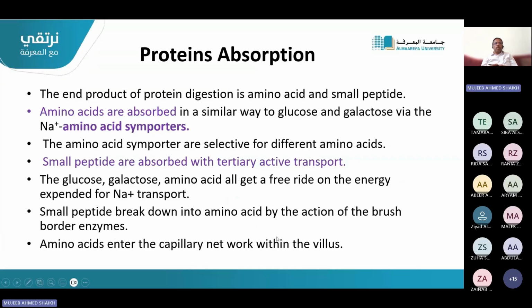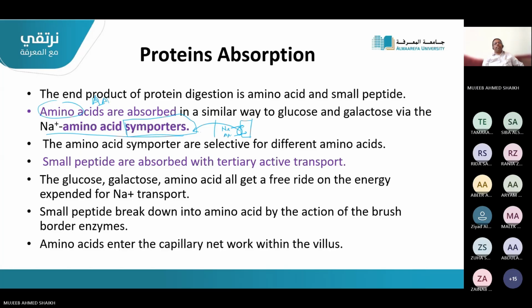Now coming to protein absorption. How will proteins be absorbed? Proteins will be absorbed in the form of small units called amino acids. When protein is completely digested, it will become specific amino acids. So just like glucose and galactose, there is a sodium amino acid symporter. Symporter means both of them will move in the same direction, from outside to inside. Let's say this is the lumen. So sodium plus amino acid, both of them, will move in the same direction by this symporter.